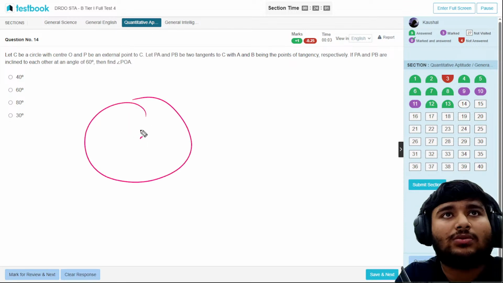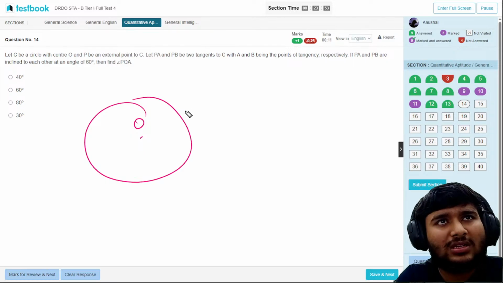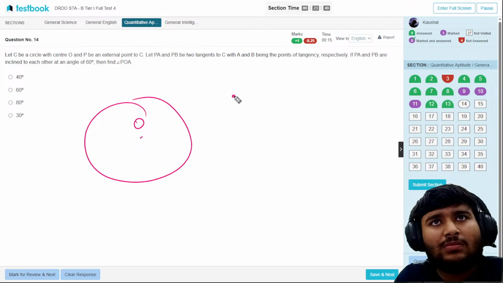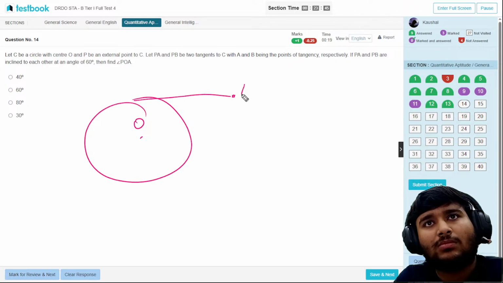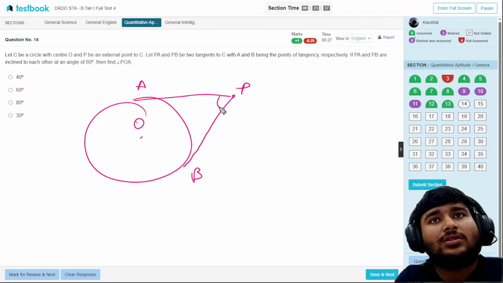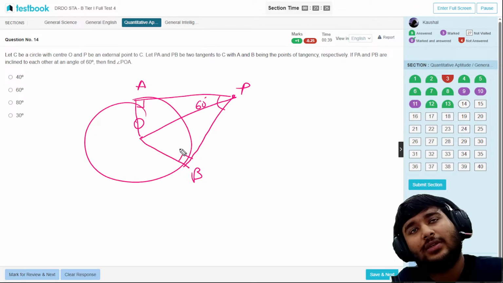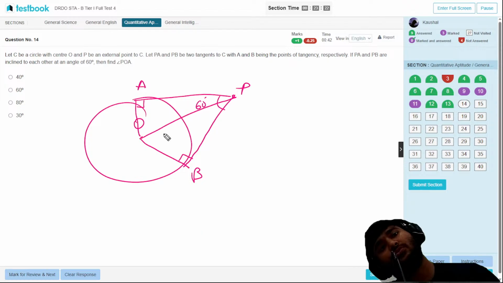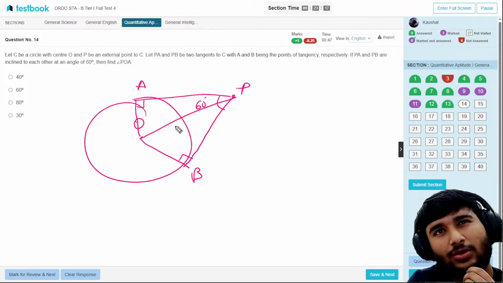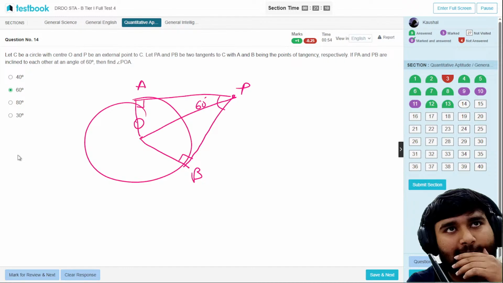Let C be a circle with center O. P is an external point on C. Tangents from P are inclined to each other at an angle of 60 degrees. What is angle POA? This is 90, this is also 90. 30, 120, 60 could be its answer. Both will be equal, this is also equal, it will be entirely equal.